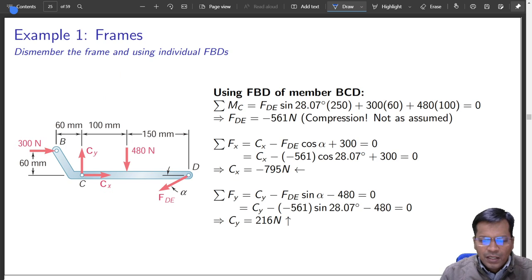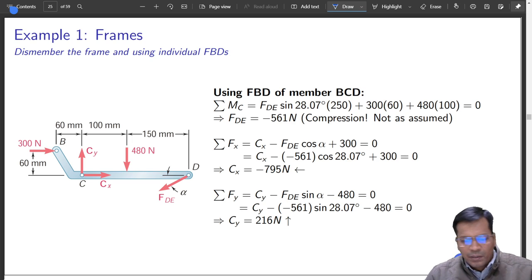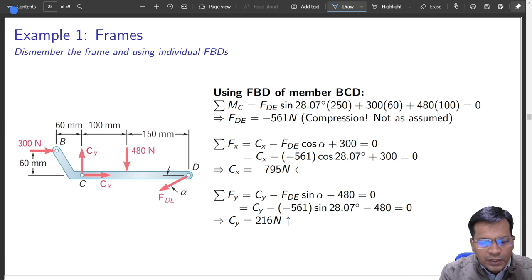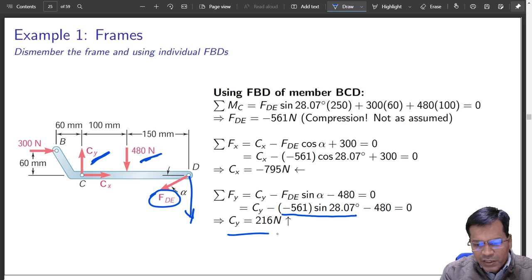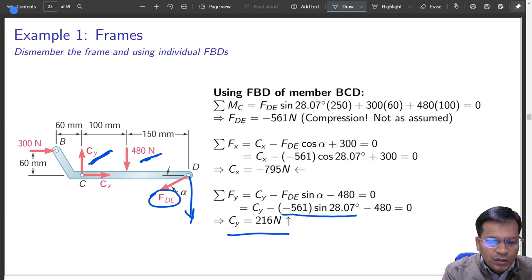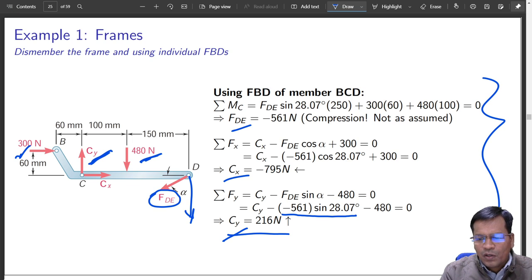So along x it is done. I'll go along y again. Okay, so this is Cy, vertically downward 480 Newton, and the component that we have found has a vertical component which is like this, minus 561 sine 28.07 degree. So effectively this gives me Cy as we have assumed. Cy is directed where we have assumed, it is 216 Newton. So all the forces that come on this member are now found out: Cx, Cy, FDE, and this was already found. So this whole member is now solved.